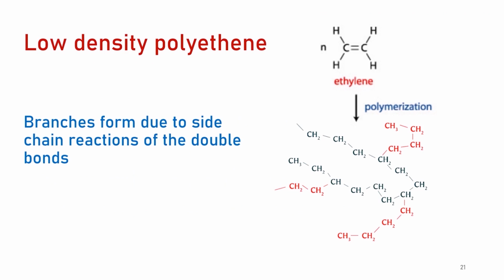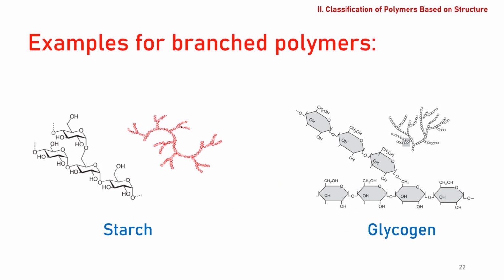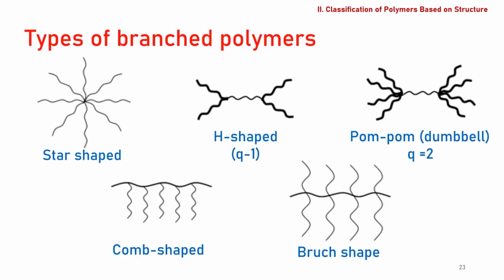The branches cause the polymers to be less packed compared to the linear polymers and have low boiling points and low melting points, low densities, and low tensile strengths. The branches differ in their length and on how they branch off from the main chain. There are many types of branched polymers that are subclassified according to their architecture.